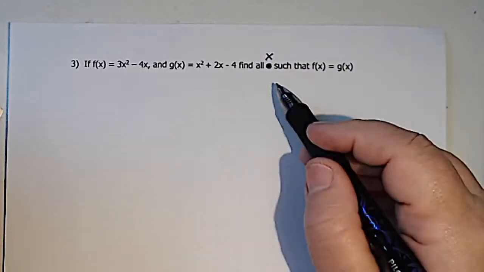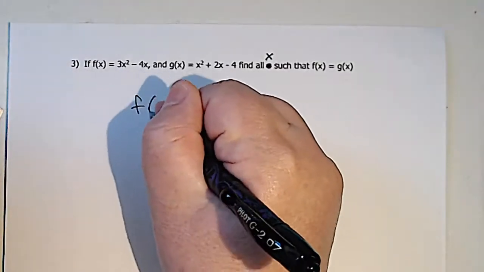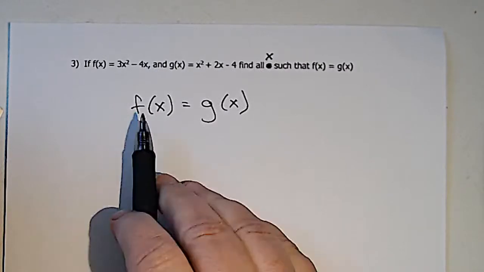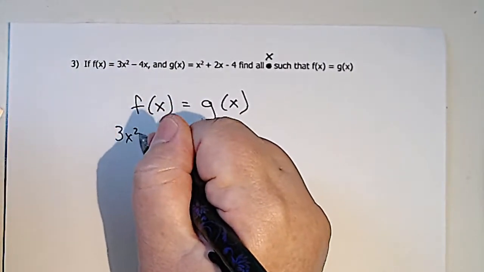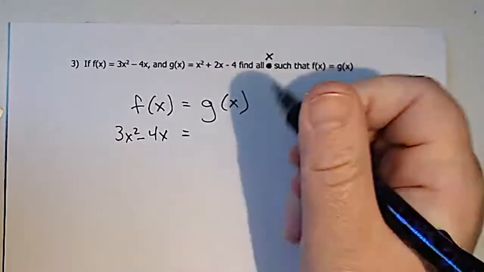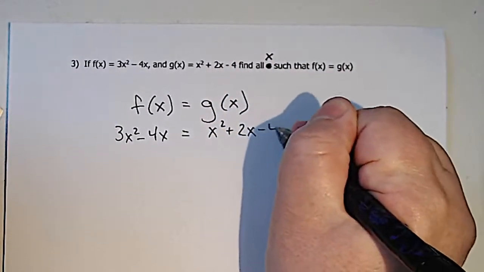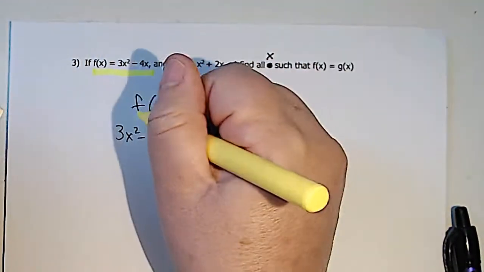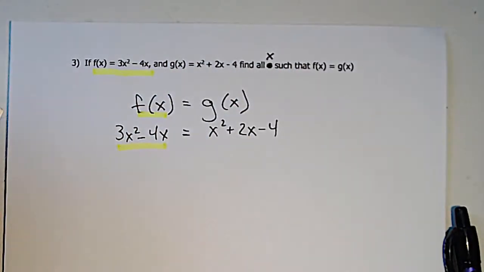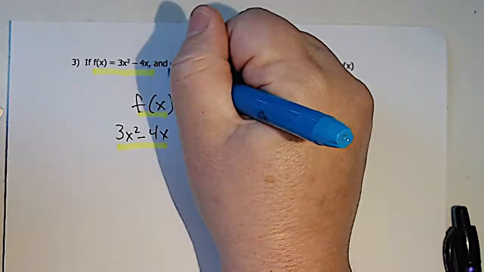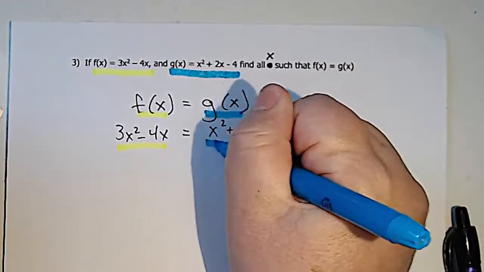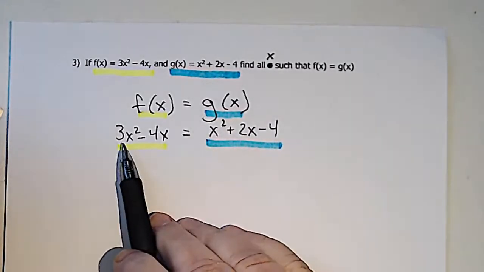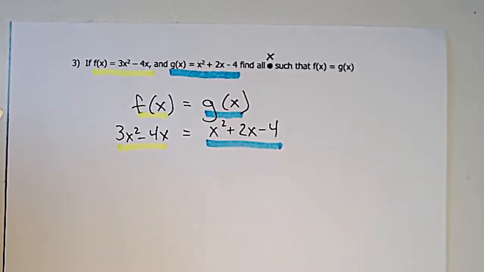Okay, find all x such that f of x equals g of x. This is so common in math that we want to set two things equal to each other. So what was f of x? 3x squared minus 4x. g of x, x squared plus 2x minus 4. I think it's time for some coloring. There's f of x right there. Here's g of x. All right, so I've got f equal to g. I've got an equation. I've got quadratics, but I don't have a quadratic equation of the form I need.